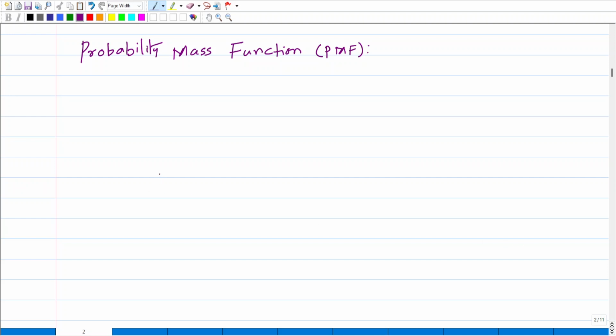In this video, I am going to talk about probability mass function. Let us consider a random variable x with the range of the random variable x. It can be written as values x0, x1, x2 up to so on.